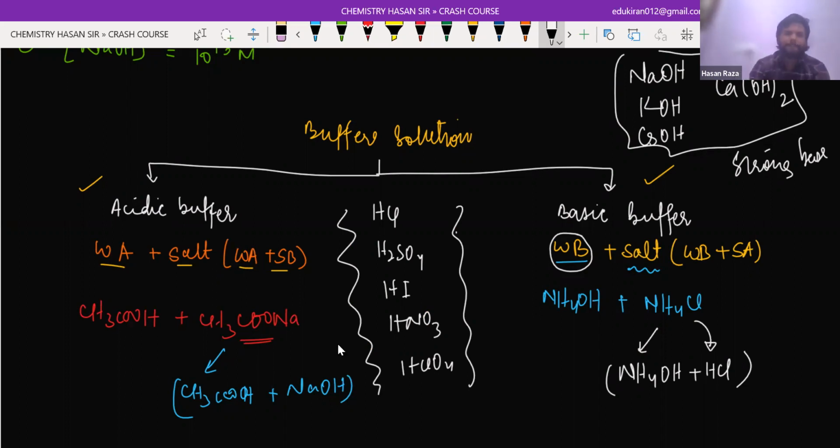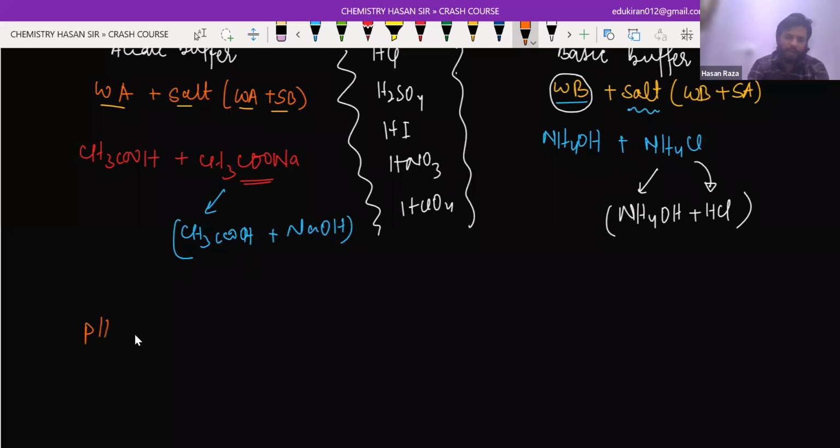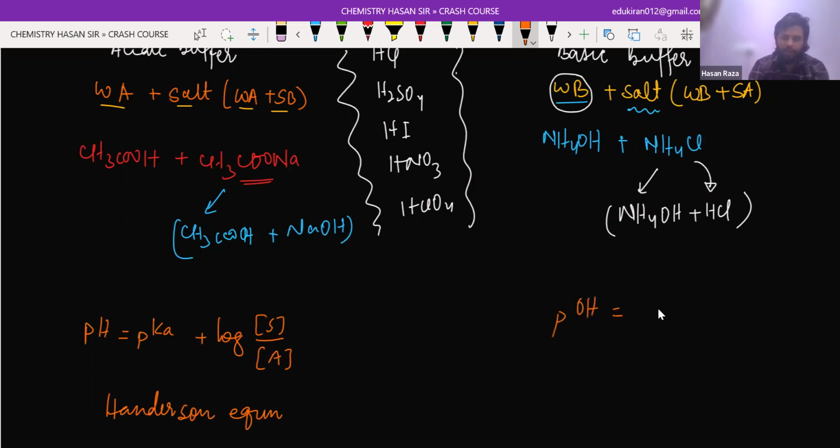Okay. Now there is a formula for both of this weak acid and weak base. Sorry, acidic buffer and basic buffer. The one is pH, that is equal to pKa plus log of salt upon acid. And this is known as Anderson equation. Then comes your POH will be equal to pKb plus log of salt upon base. This is for basic buffer.